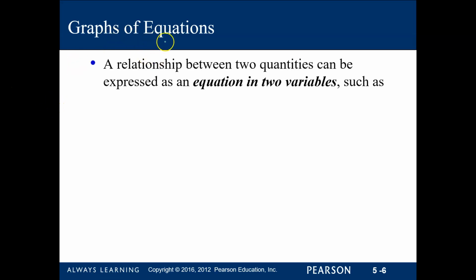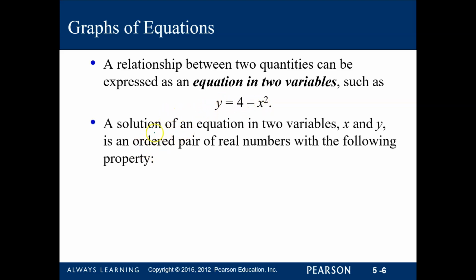So let's talk about graphing of functions. A relationship between two quantities is usually expressed in equations of two variables. Like for example, in this case, y is equal to 4 minus x squared. So as you can see, the equation has two variables, x and y.